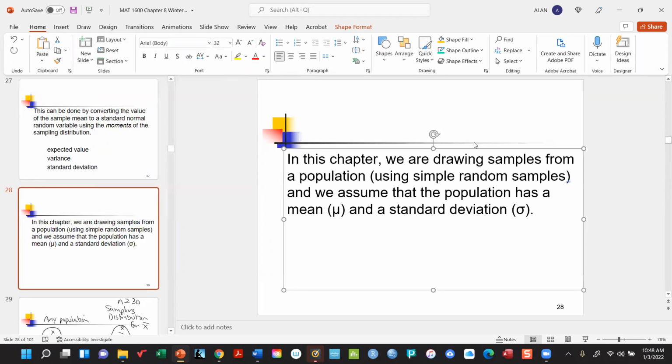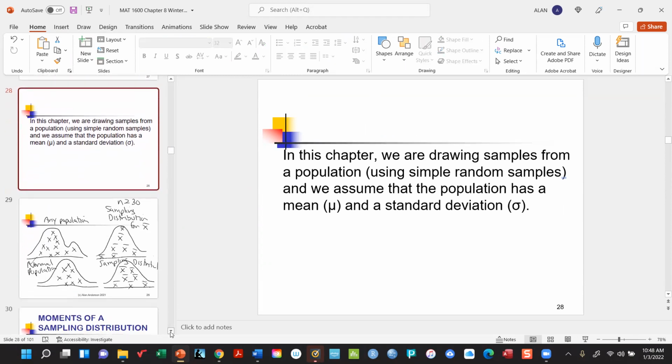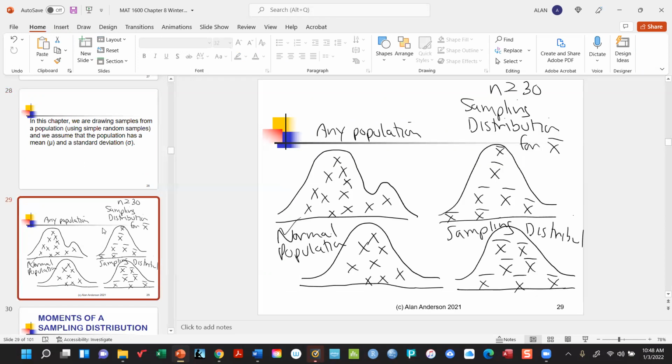So with our sampling, oh, by the way, I drew this little picture. I'm hoping that this helps us understand the distinction between the population and the sampling distribution. On the top, on the left, we have any population. That's this monstrosity here on the left. And these are all the X's. These are the elements of the population. From that, we draw a bunch of samples and create sample means on the right. All these X bars are means of samples that are at least of size 30. And you can see the difference between the two. The one on the left is clearly not normal. The one on the right is clearly normal.